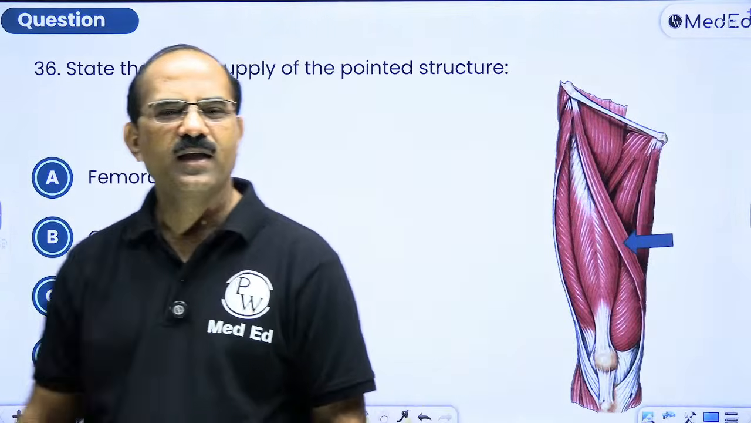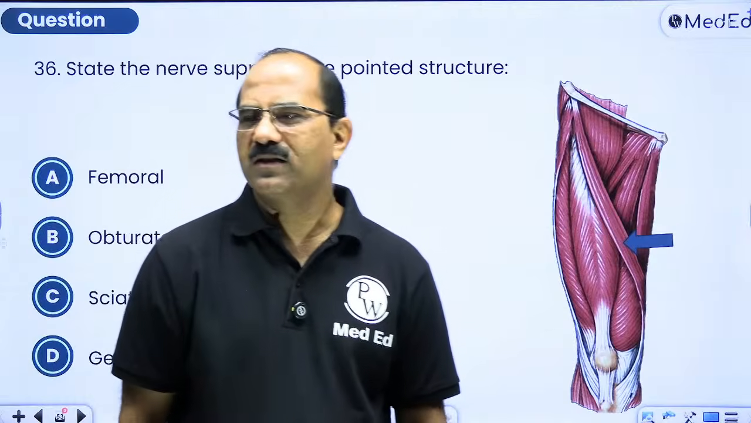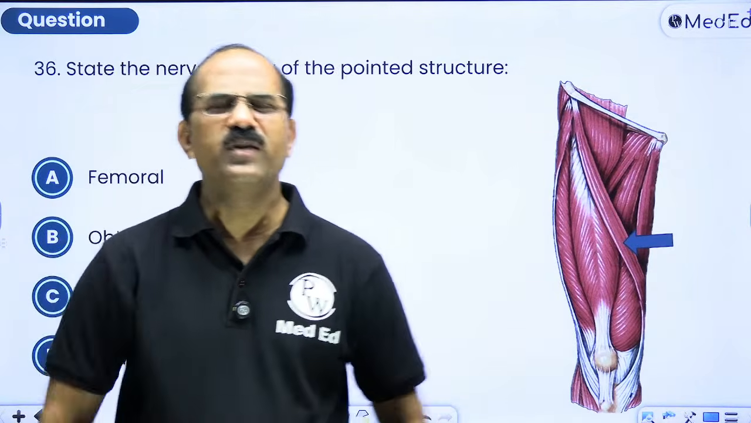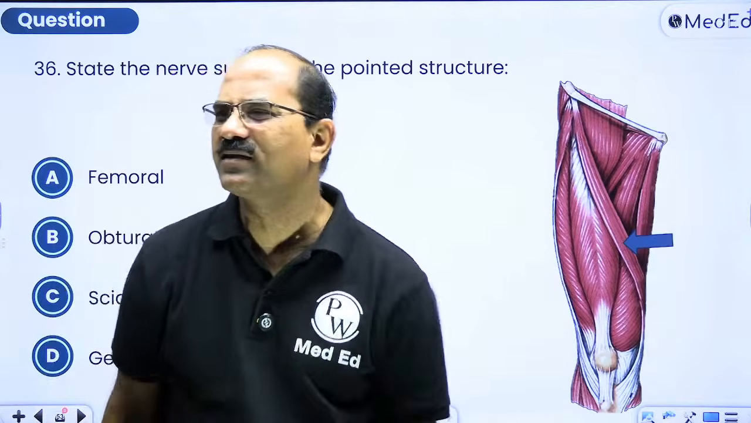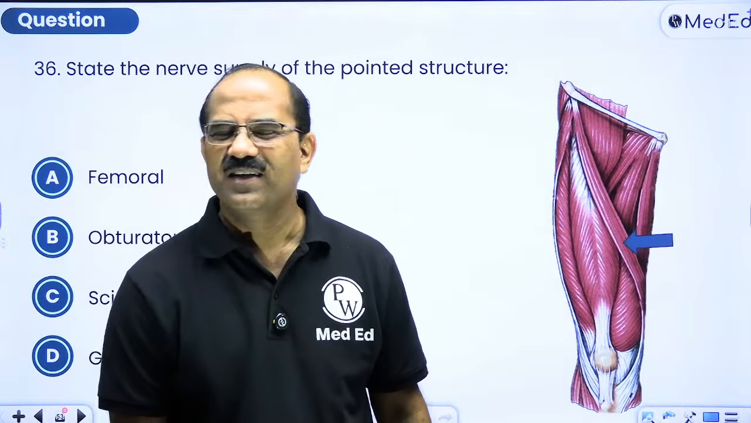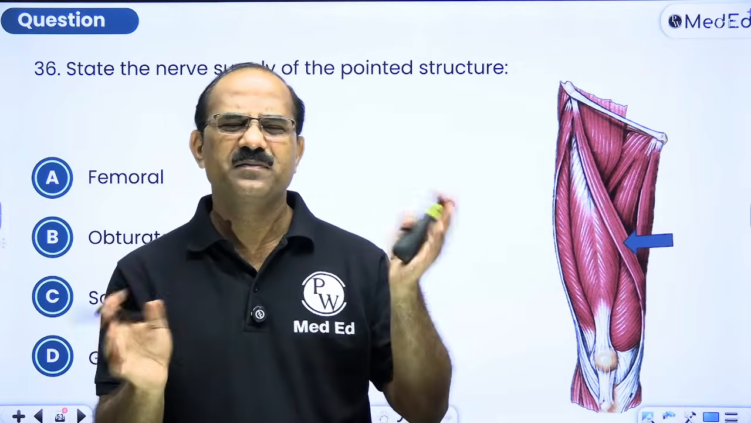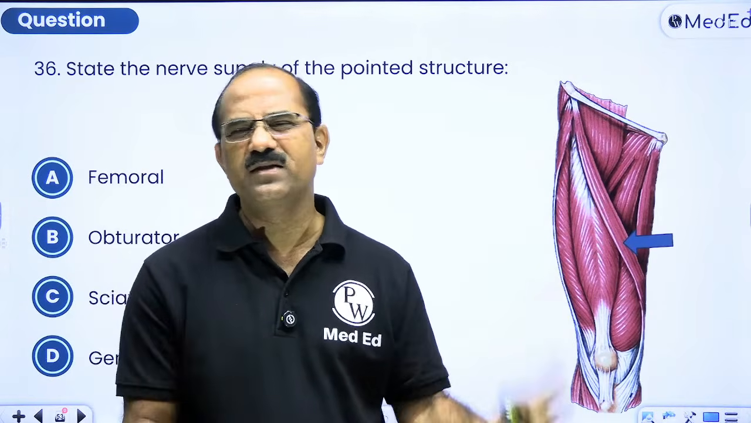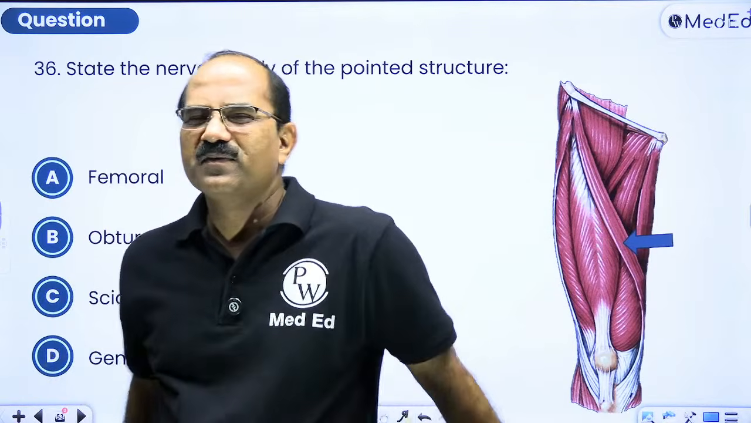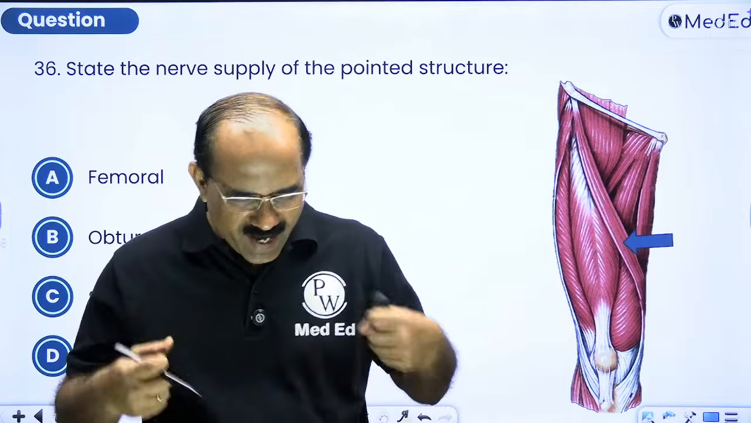Come on, state the nerve supply of the pointed structure. Can you tell me what this is? It's easy. Come on, students, have some energy and answer. Only the last set of MCQs is left. The remaining general histology slides are easy. Pump in some energy and answer. Exams are near, be active.